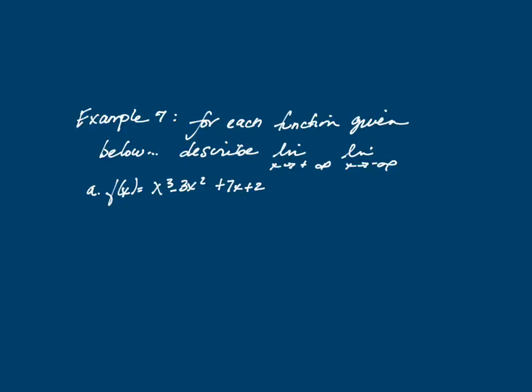Okay, so for example 7, you're asked, for each function given, to describe the limit as x approaches positive infinity and negative infinity. Of course, this isn't infinity from the left and infinity from the right, right? You can't do that with infinity. So they have to say negative infinity or positive infinity. And guys, this is all about end behavior, right? Come on, cubic function.